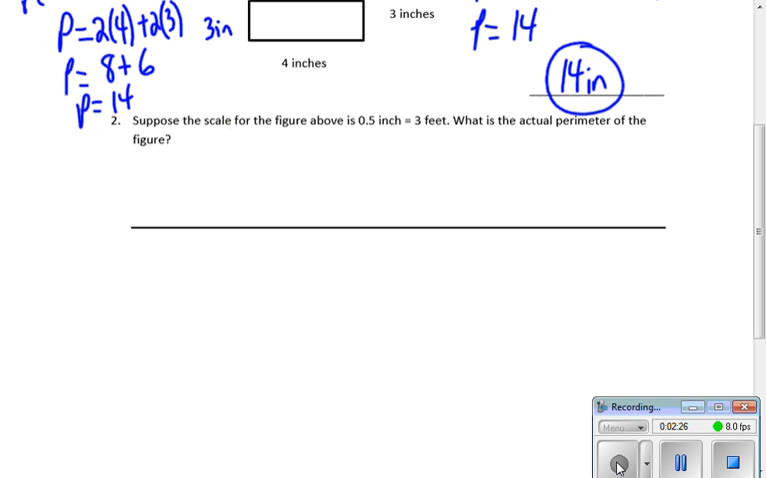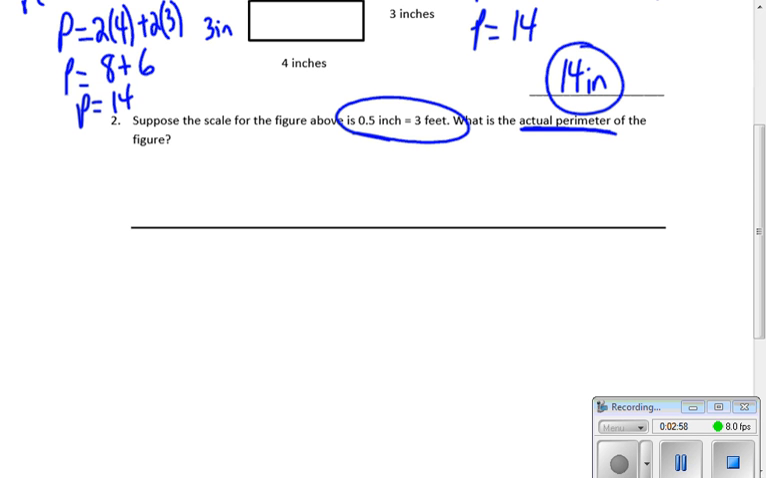Like I said, there's two ways to do this question. They're asking about the actual perimeter of the rectangle. What they mean by actual is this rectangle is just a scale figure. You want the actual dimensions, so you have to use the scale. Two ways of doing it. One is to find what the actual lengths of each side are. So figure out what the length is equal to, figure out what the width is equal to, and then add up all four sides. Let's do it that way first.